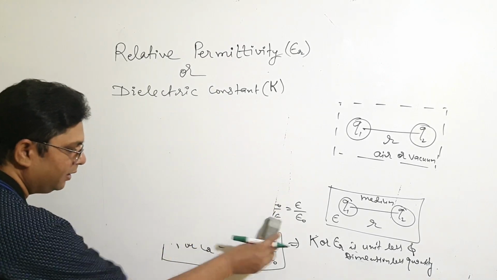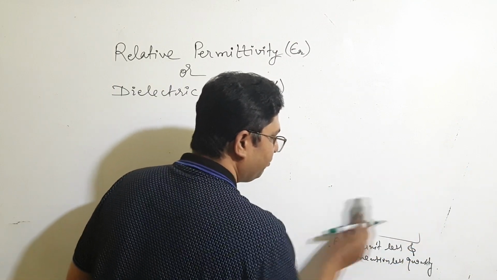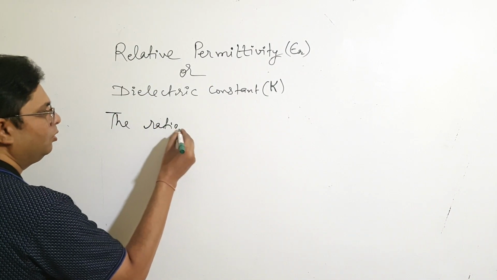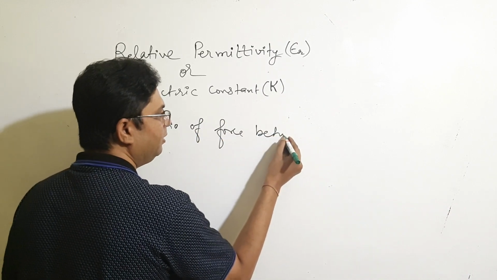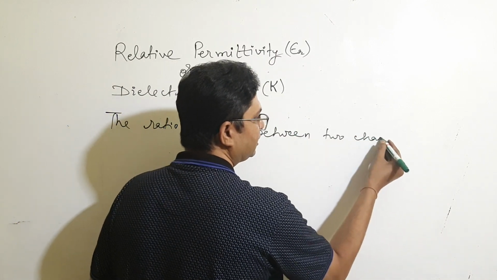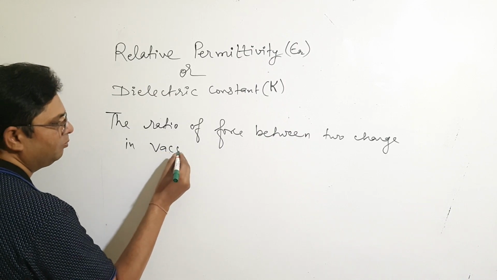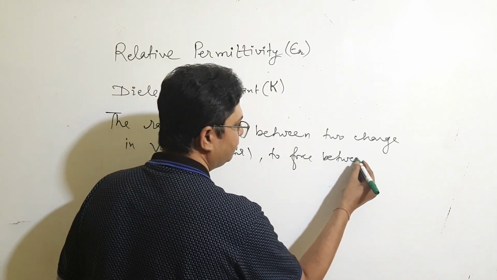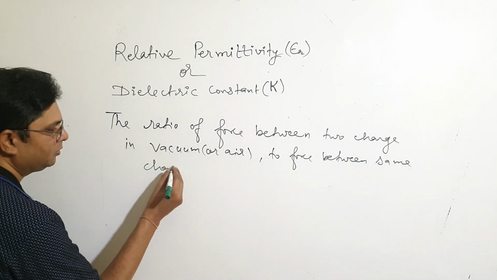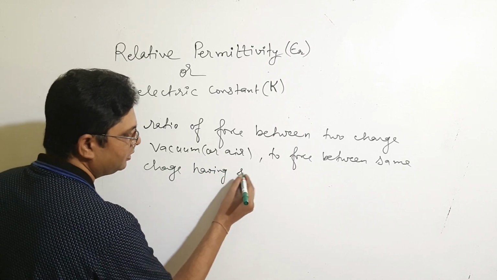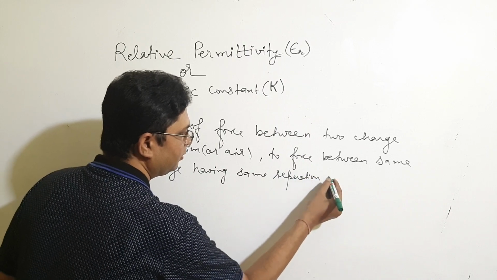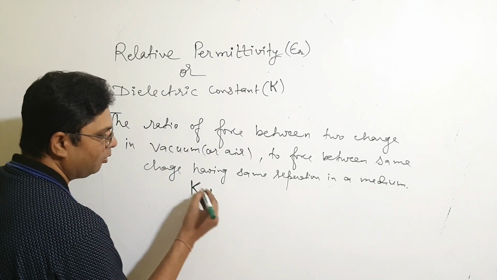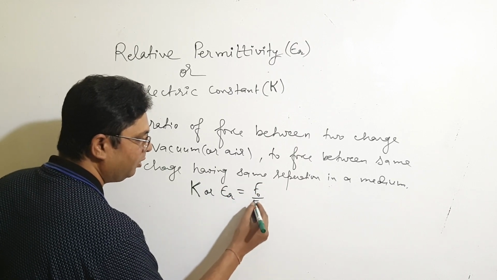So thus you have learned the definition of relative permittivity or dielectric constant: it is the ratio of force between two charges in vacuum or air to the force between same charges having same separation in a medium, that is capital K, or you can say bold K, or epsilon r, equals F naught upon Fm.